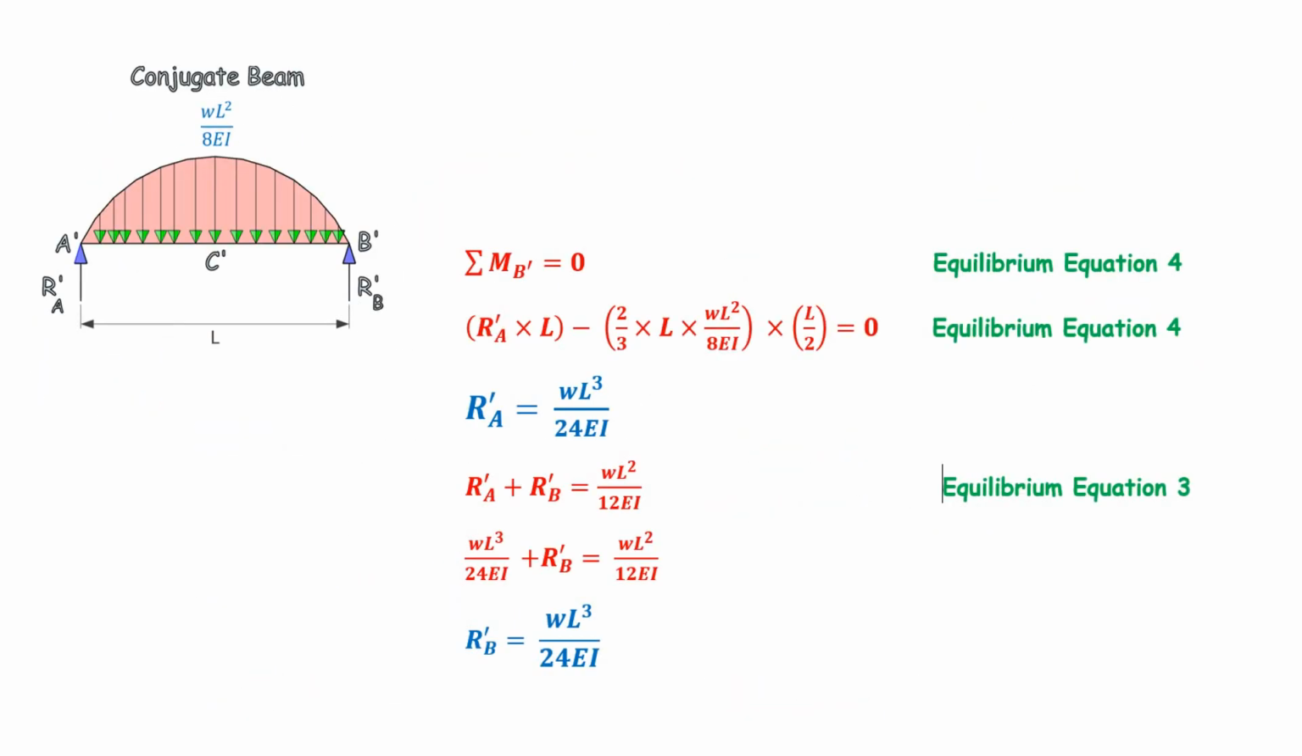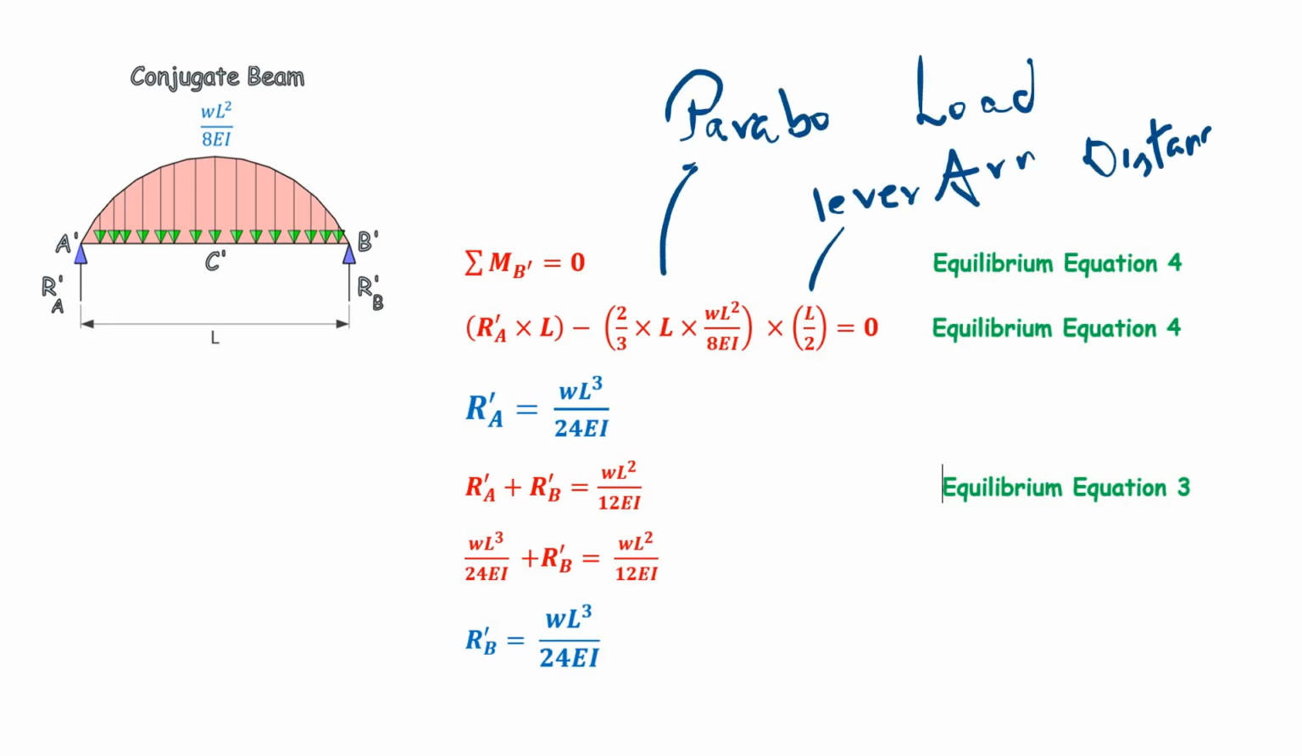Proceeding further, here you can see that we will use the equilibrium equation, summation of moment at B dash is equal to 0. So RA dash, the internal reaction for the conjugate beam, multiplied by L minus 2 by 3 into L into WL square by 8EI. So this is 2 by 3 into base into height. As I told you, this is B and this is H. So this is the parabolic load.